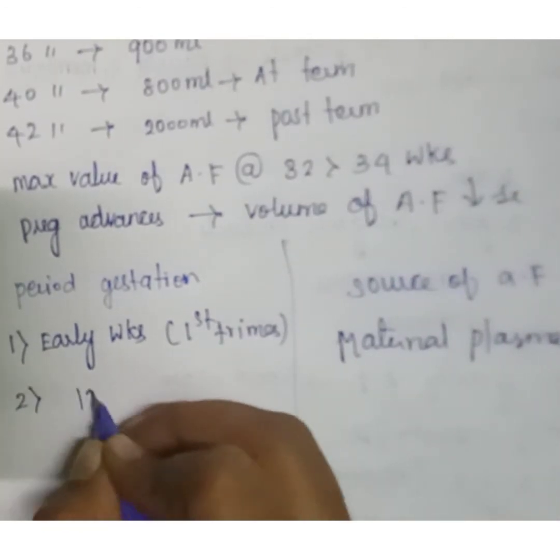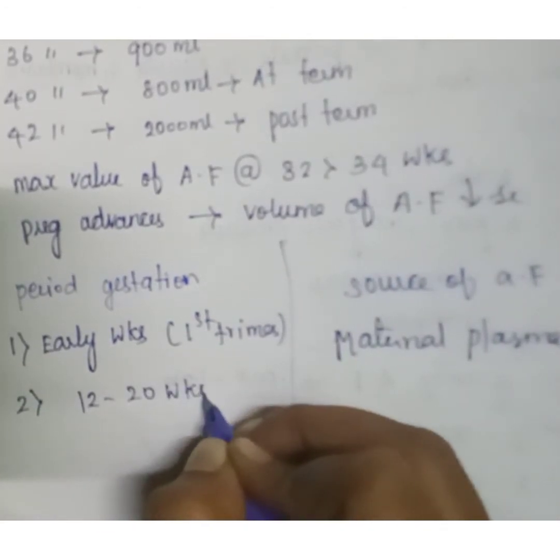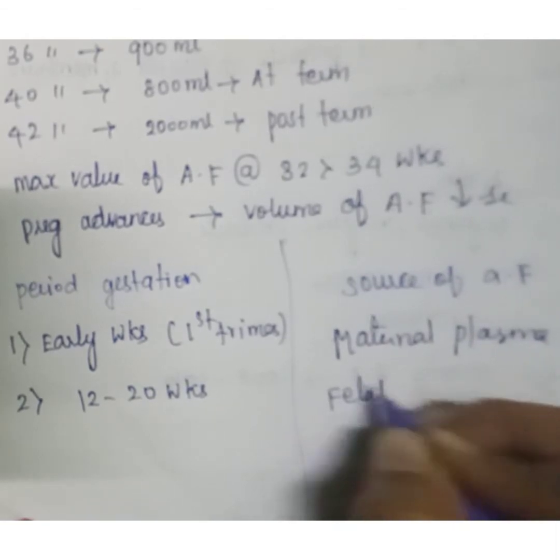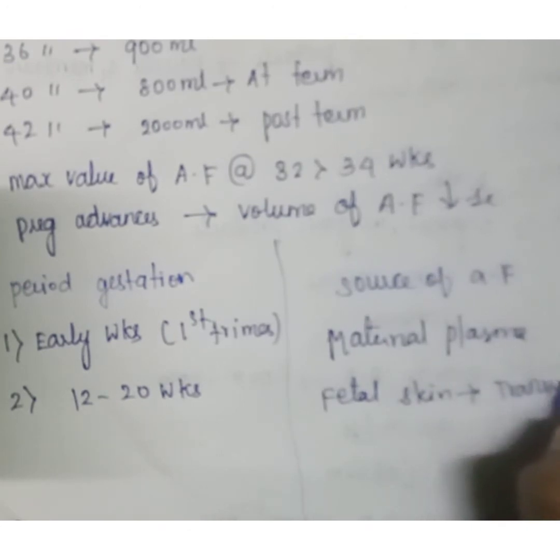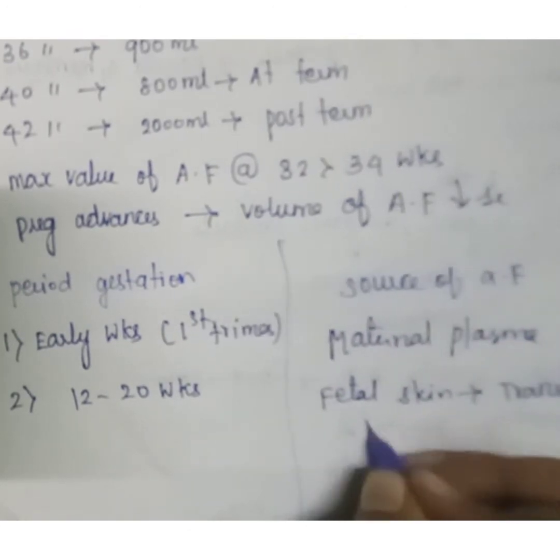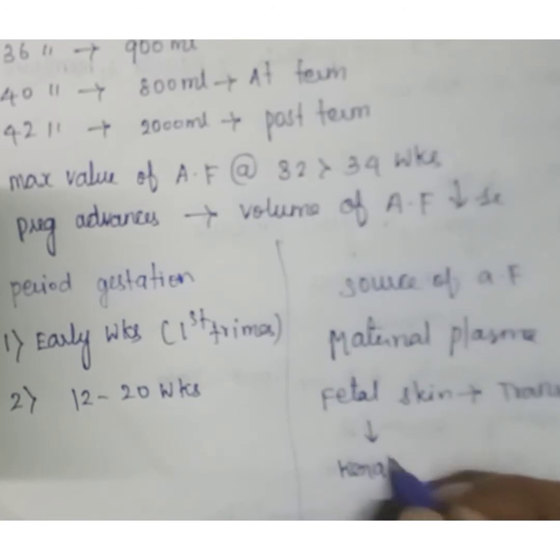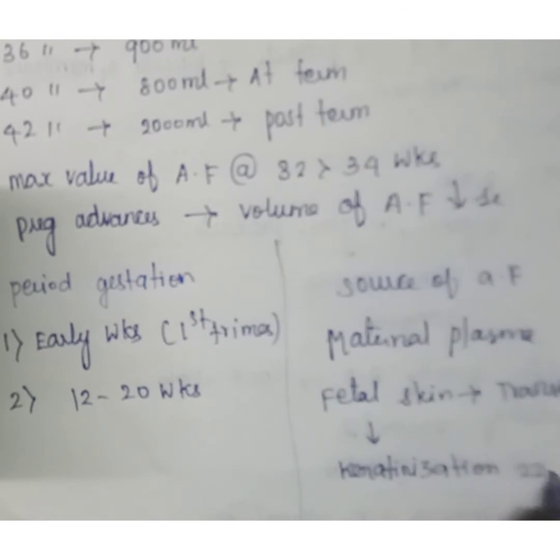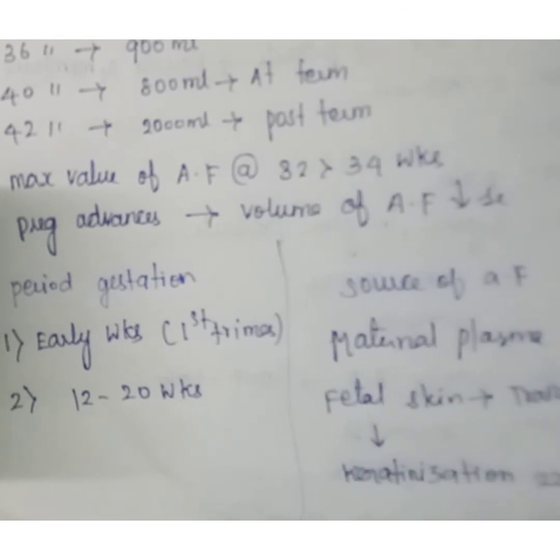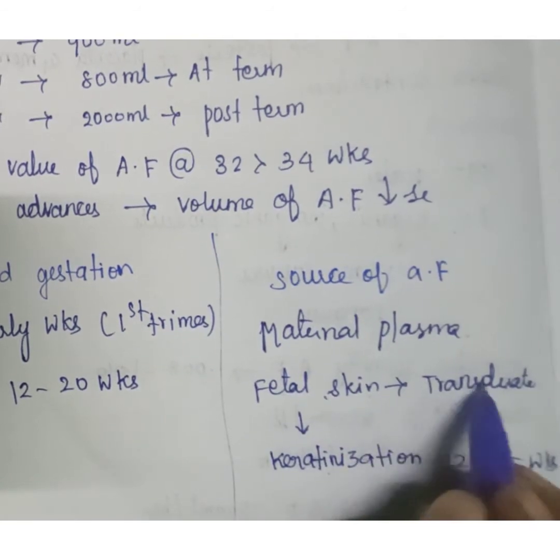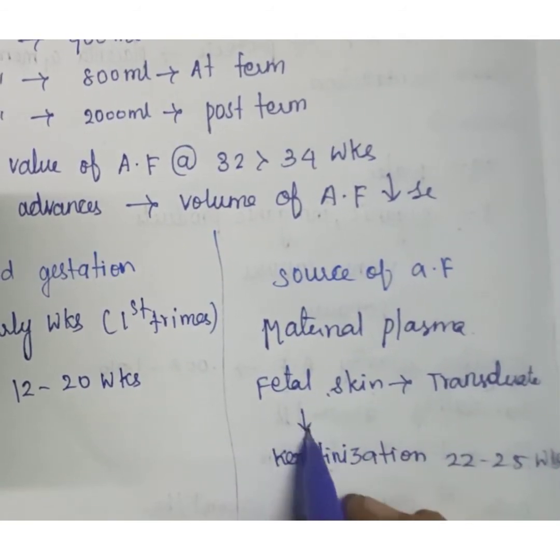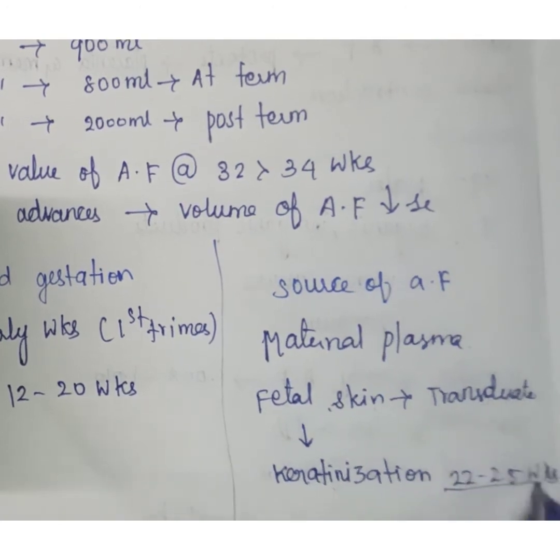So second is in 12 to 20 weeks, the source is fetal skin, which is transudate. Here the keratinization will start at 20 to 25 weeks. So in 12 to 20 weeks the source is fetal skin, here transudate. In fetal skin, keratinization will start at 20 to 25 weeks.